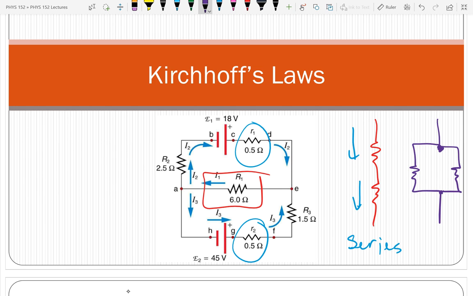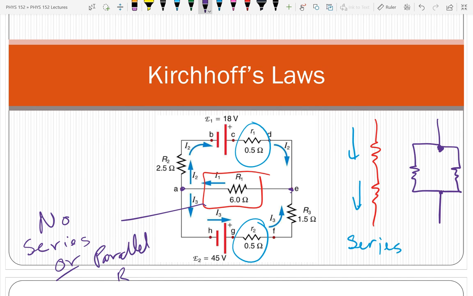So R1, one side is connected to E, one side is connected to A. There's no other resistor that has one side connected to E and one to A, so there's nothing in parallel with it. There's no resistor that's in a straight line with it without any branching, so this resistor has no series or parallel. Which means that you can't combine it with others.